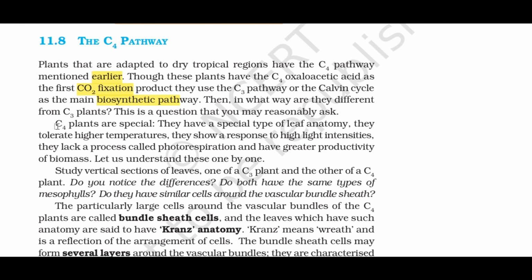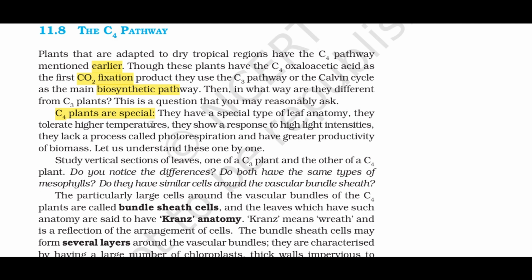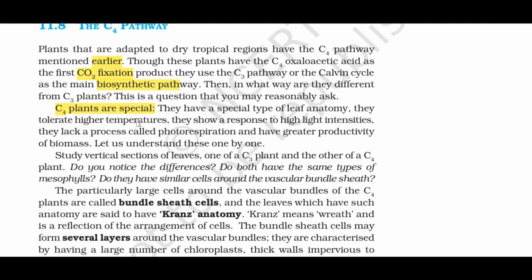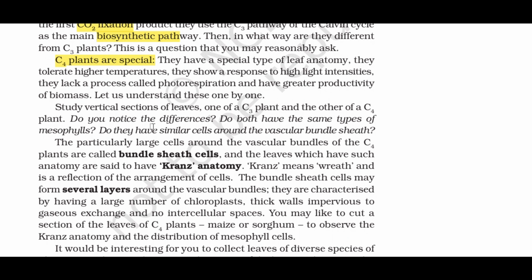C4 plants are special. They have a special type of leaf anatomy, they tolerate higher temperatures, they show a response to high light intensities, they lack a process called photorespiration and have greater productivity of biomass. Let us understand these one by one. Study vertical sections of leaves, one of a C3 plant and the other of a C4 plant. Do you notice the differences?